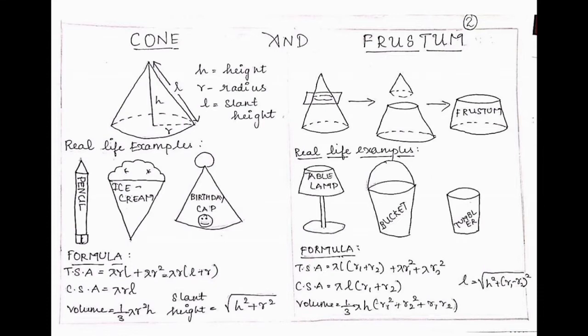So curved surface area is equal to pi L into (R1 plus R2). Volume is equal to 1 by 3 pi H into (R1 square plus R2 square plus R1 into R2). So L, the slant height, is equal to root of H square plus (R1 minus R2) whole square.